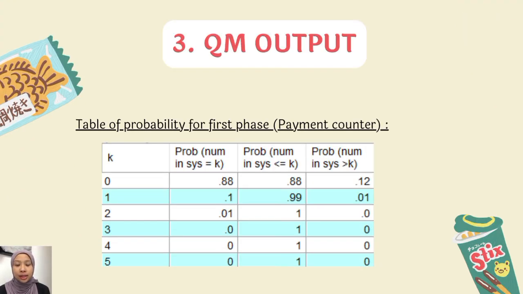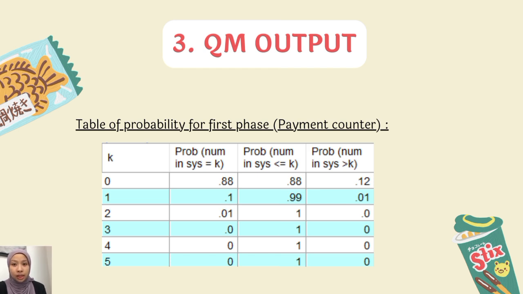Next, we have the probability table for the first phase, which is the payment counter. This table shows the probability of the number of customers in the system at any given time, denoted as K. For example, the probability that there are no customers in the system, K equals 0, is 0.88, which means there's an 88% chance the payment counter is idle. Similarly, the probability that there is exactly one customer in the system, K equals 1, is 0.10.